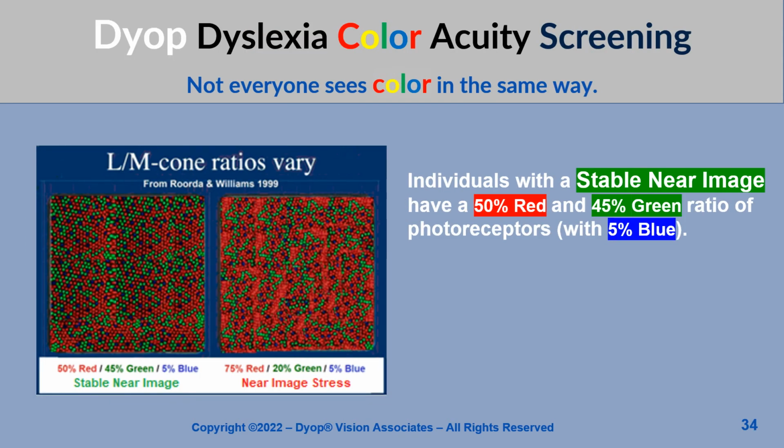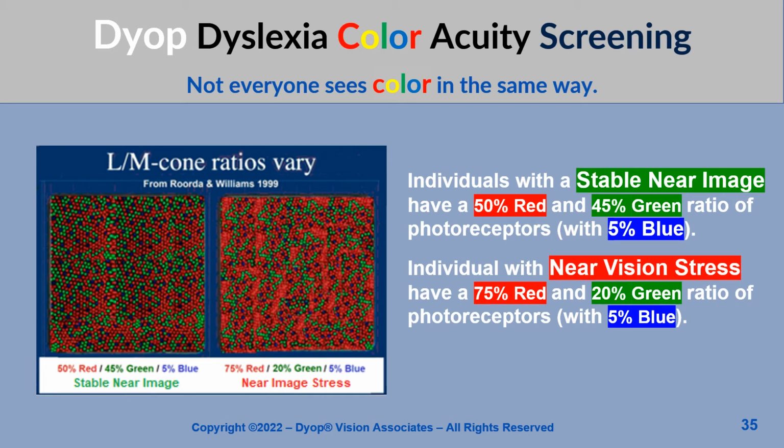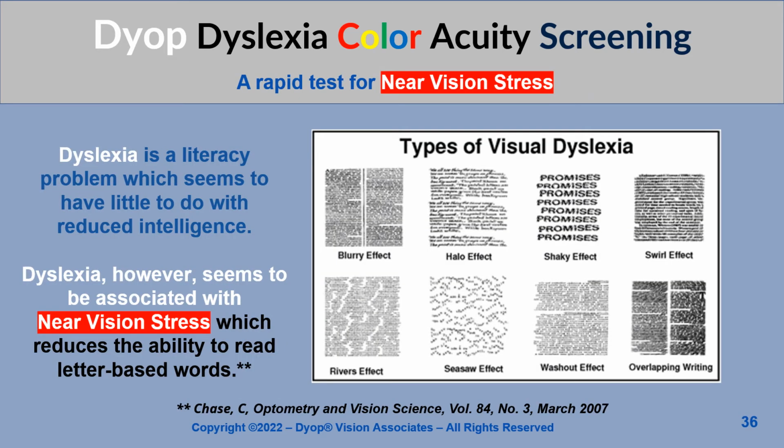However, not everyone sees color in the same way. Individuals with a stable near image have a 50% red and 45% green ratio of photoreceptors. Individuals with near vision stress have a 75% red and 20% green ratio of photoreceptors. For instance, dyslexia is a literacy problem, which seems to have little to do with reduced intelligence. Instead, however, dyslexia seems to be associated with near vision stress, which reduces the ability to read letter-based words.